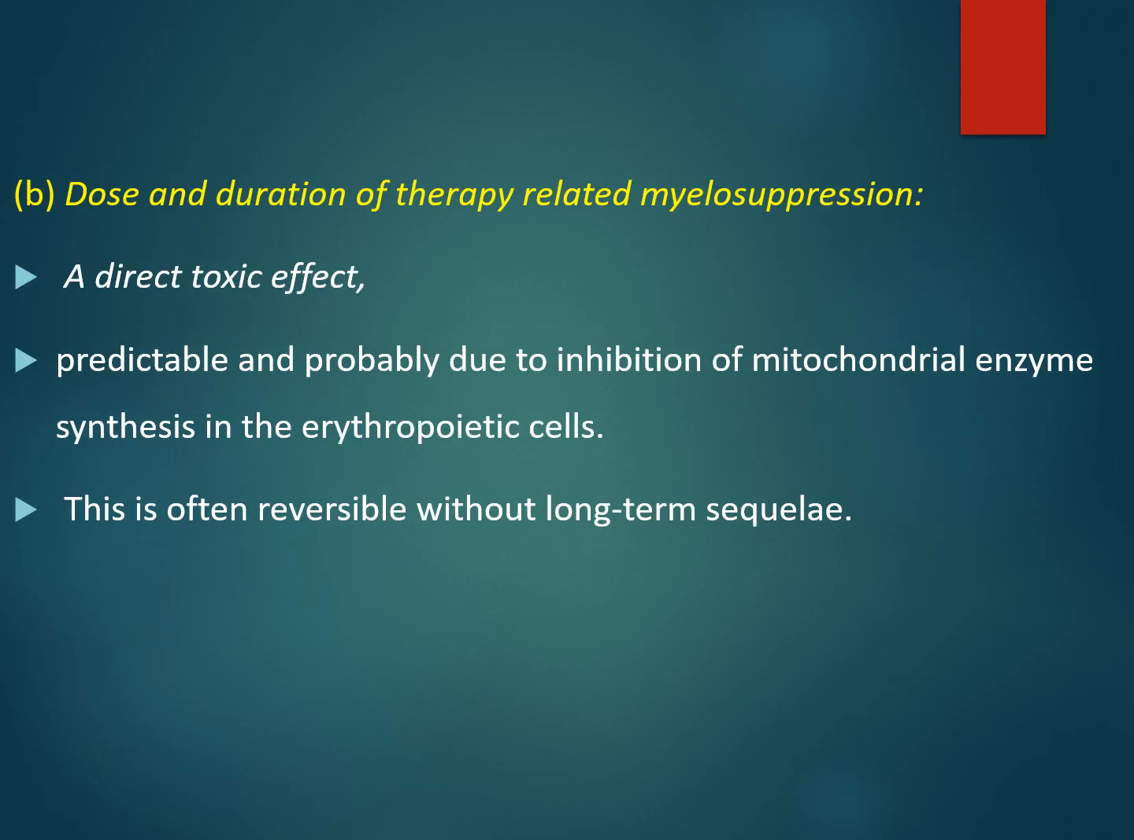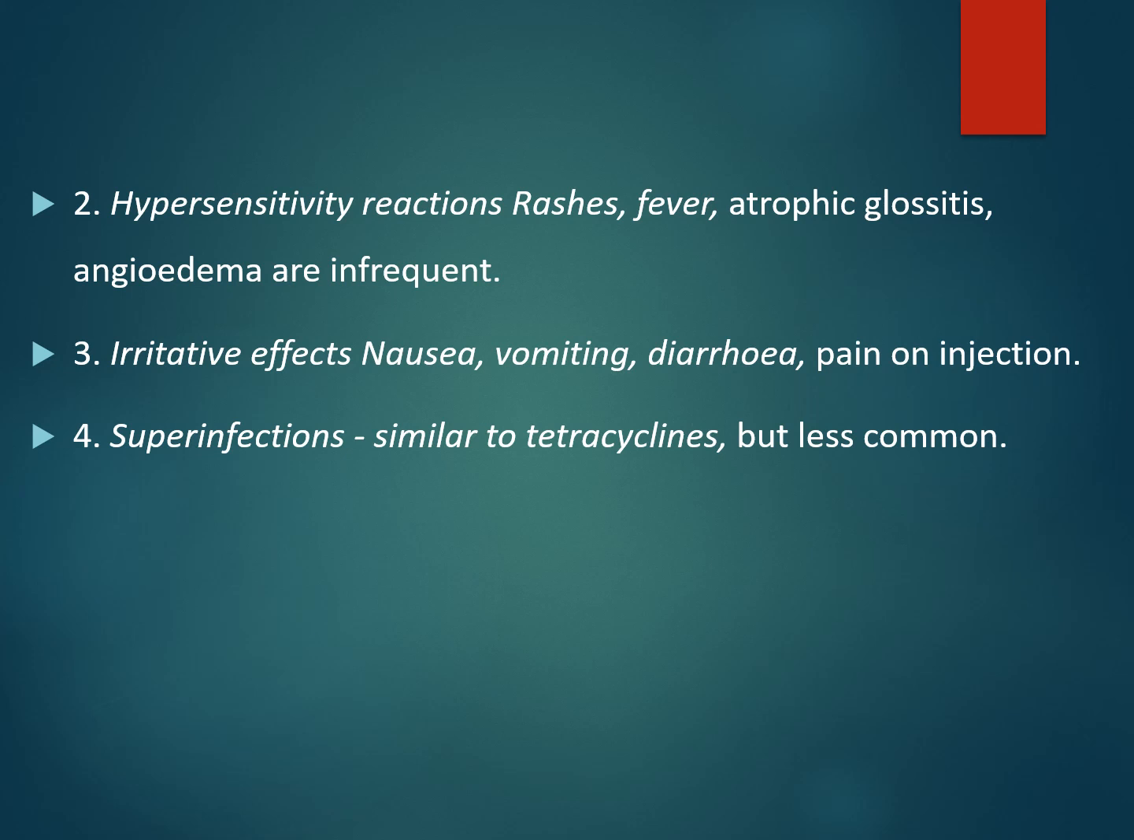And the second one, dose and duration of therapy-related myelosuppression, we can predict. It is a direct toxic effect, predictable, and probably due to inhibition of mitochondrial enzyme synthesis in erythropoietic cells. It is often reversible. And of course, the other adverse drug reactions like hypersensitivity reaction, rashes, fever, atrophic glossitis, angioedema, and irritative effects like nausea, vomiting, diarrhea, pain on injection, and superinfection as with tetracycline, but these are less common.